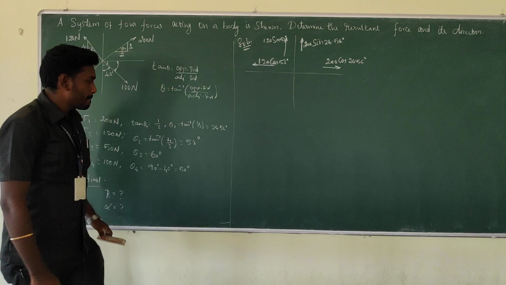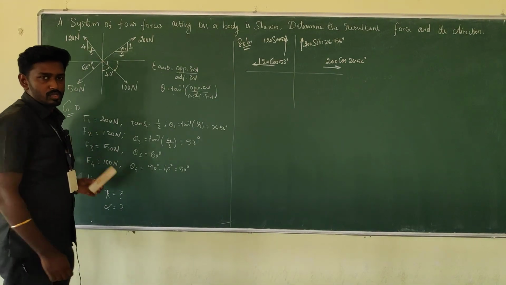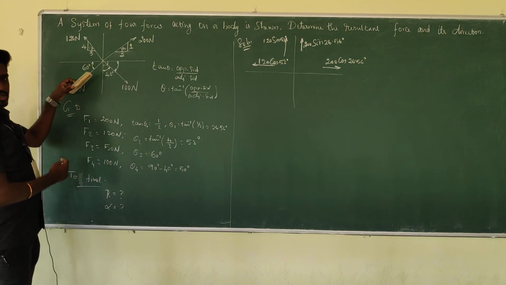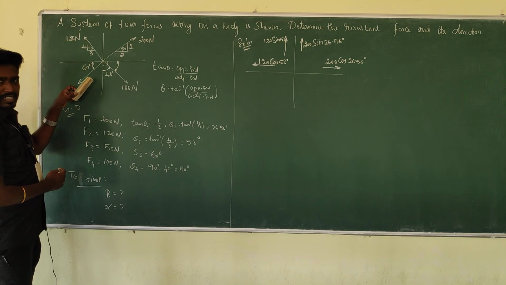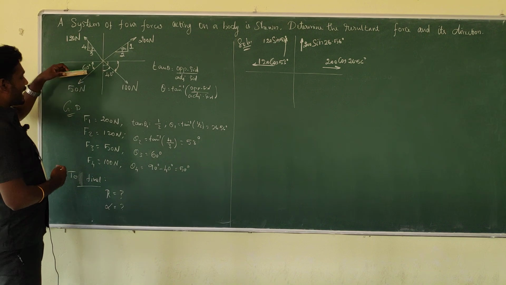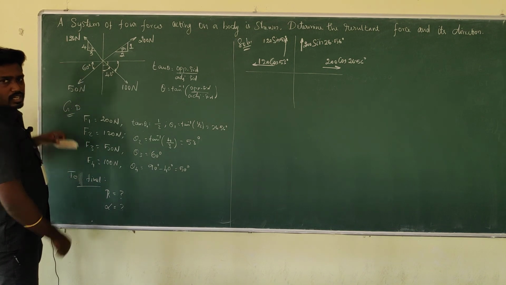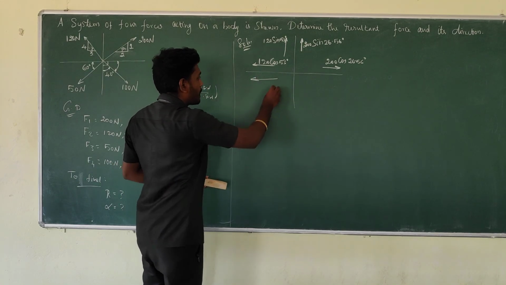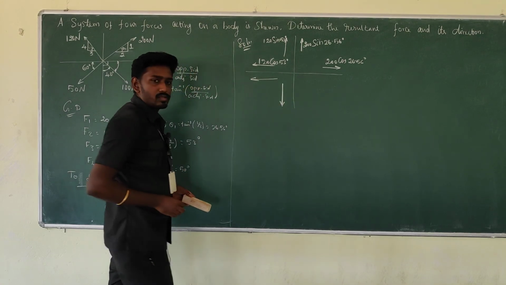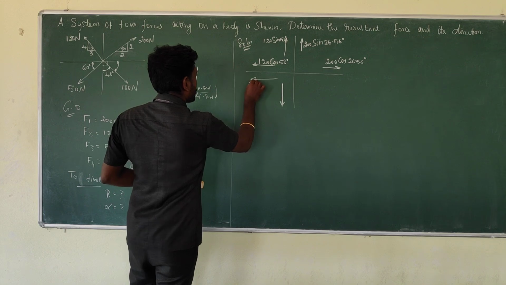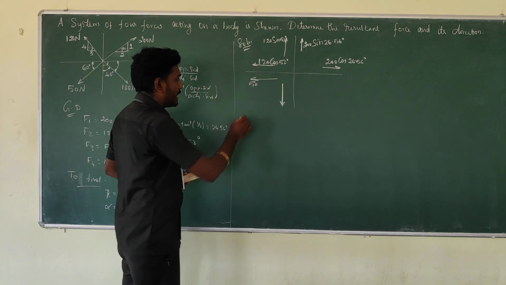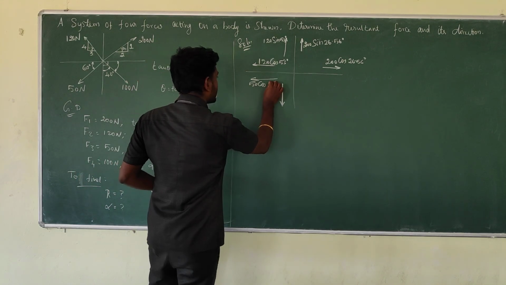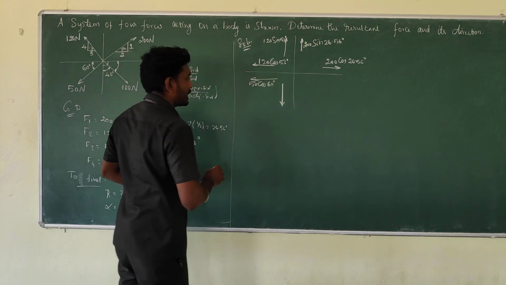What about the next 50 Newton force? 50 Newton force is directed something like this. So it is vertically downwards and horizontally directing to the left. Designate the magnitude of force 50 cos theta. Theta value is 60 degree.